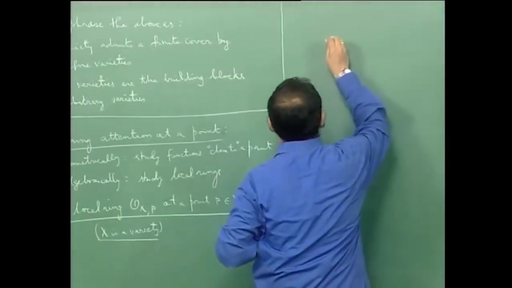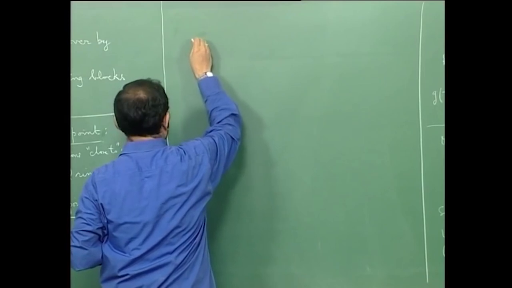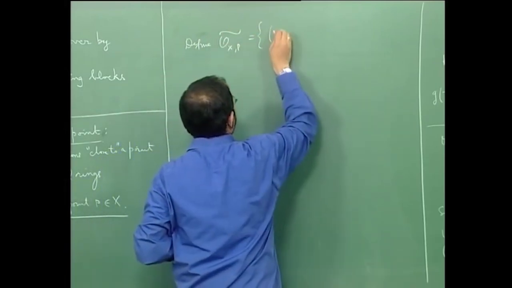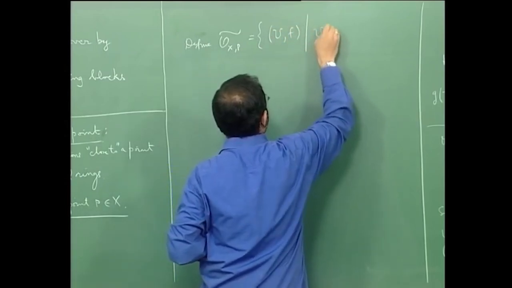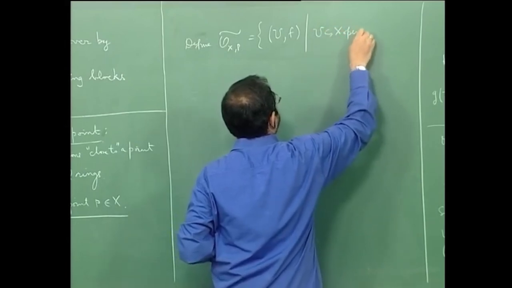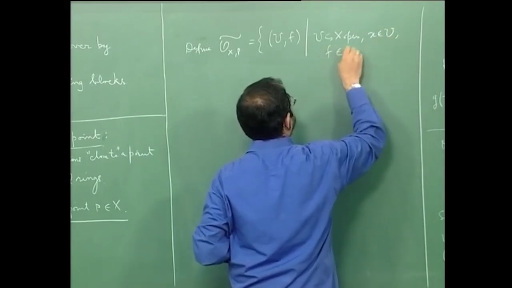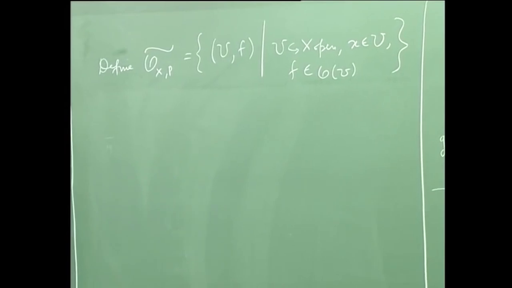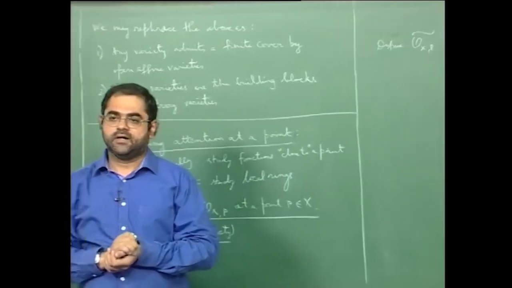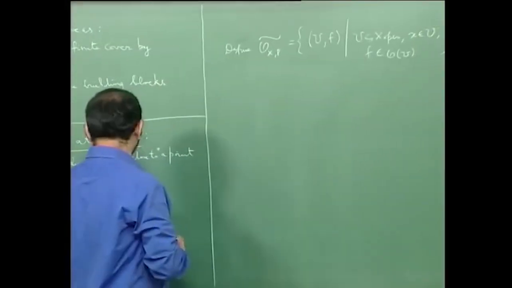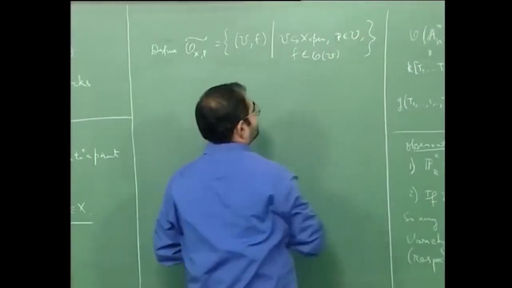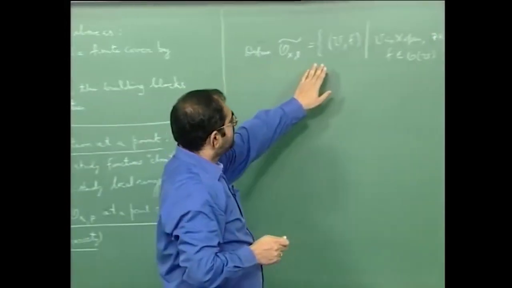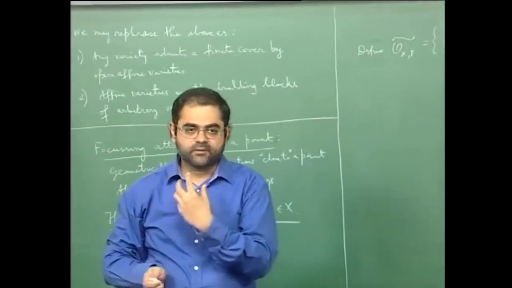So what you do is the following: define O_{X,P} tilde to be the set of all pairs (U, f) such that U inside X is open, P is a point of U, and f is a regular function on U. So you look at pairs like this. I am just looking at regular functions defined on open neighborhoods containing my point. My point was not small x but capital P, so I will change it. Thank you for pointing that out. I have taken my point as capital P. So you're just looking at pairs consisting of a regular function defined on an open neighborhood of the point P.